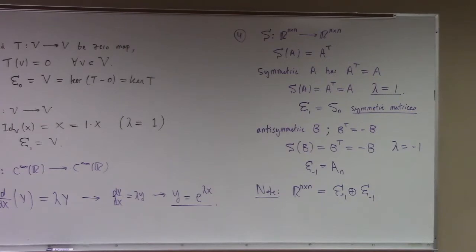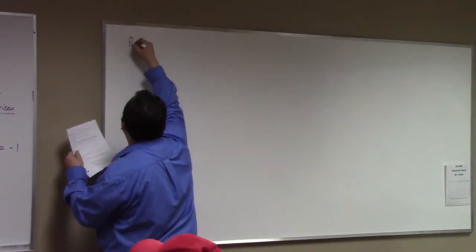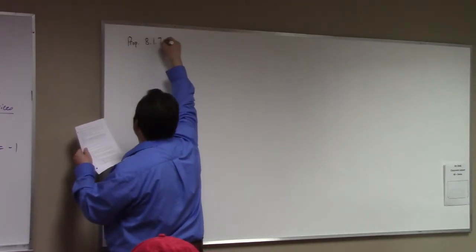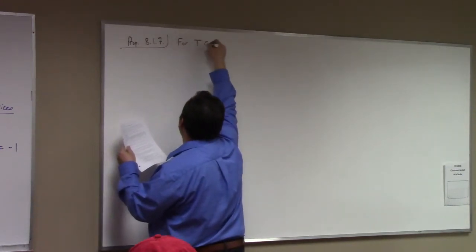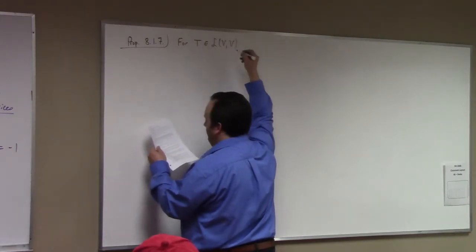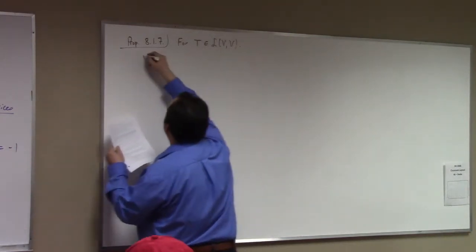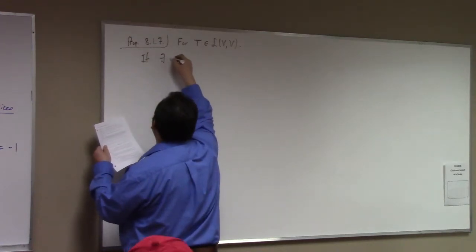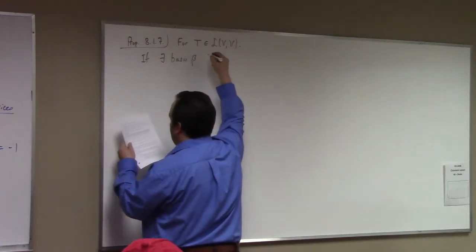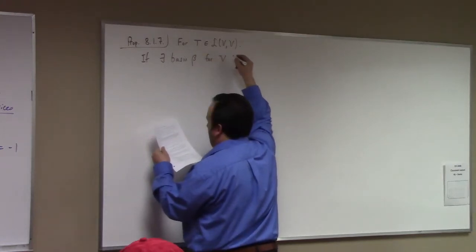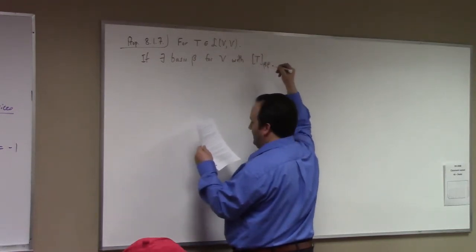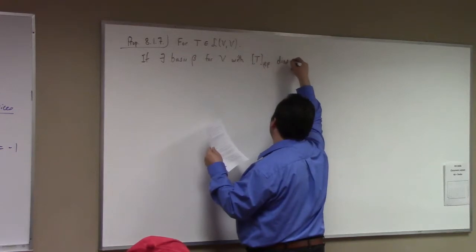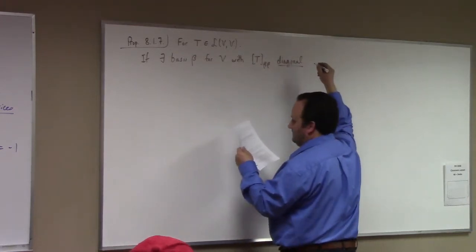So here's our proposition, 8.1.7. It says the following. For T, a linear transformation from V to V, in other words, an endomorphism, if there exists a basis beta for V with the matrix of T with respect to beta diagonal, all right.